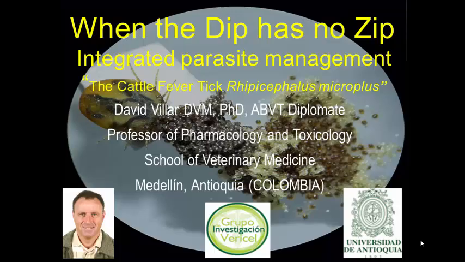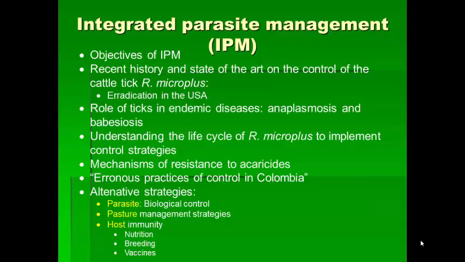This slide summarizes everything that will be covered throughout the presentation, starting by setting the objectives of an integrated parasite management. We'll say a few things on the history of the cattle fever tick in the US and how they managed to eradicate it from the continental US. In tropical countries like Colombia, ticks play an important role maintaining endemic stability for diseases like anaplasmosis and babesiosis. So it may not be such a good idea to have cattle completely clean from ticks.